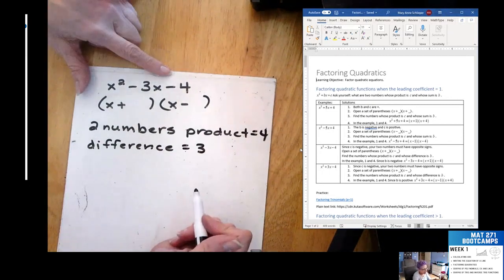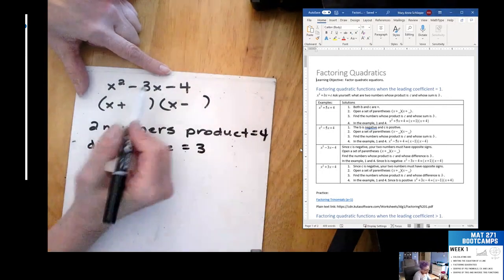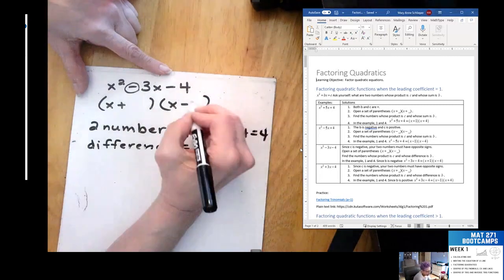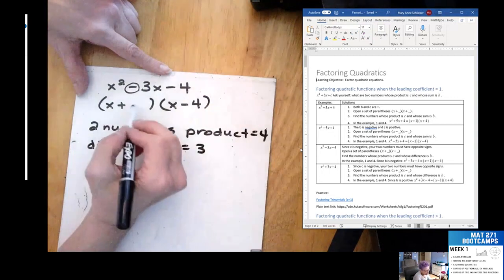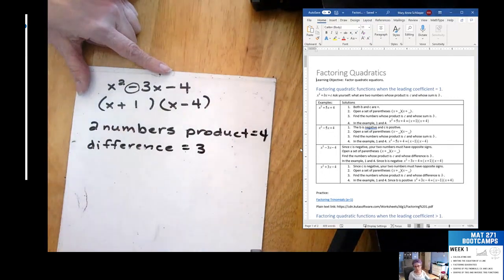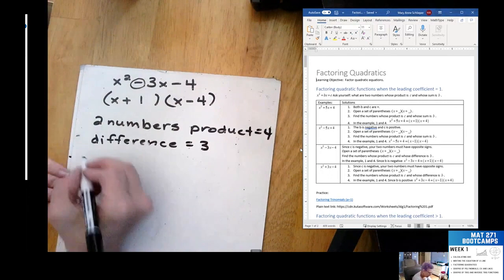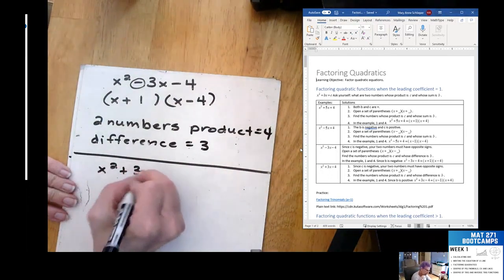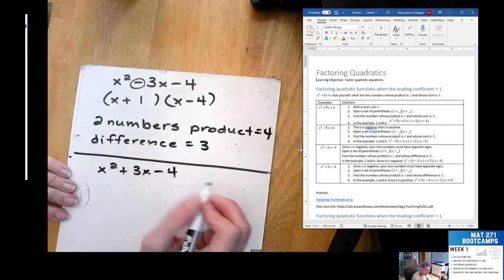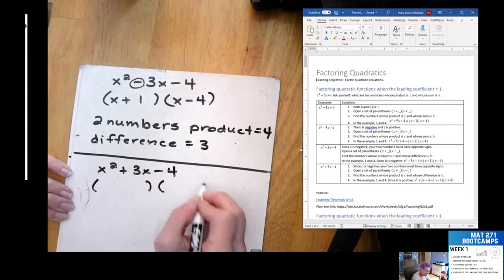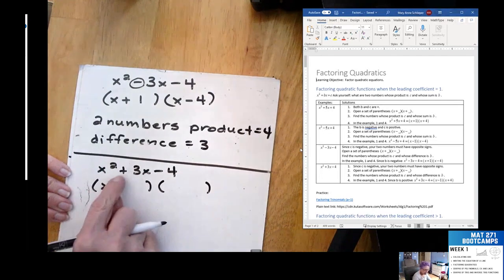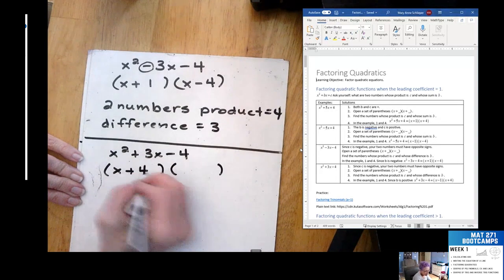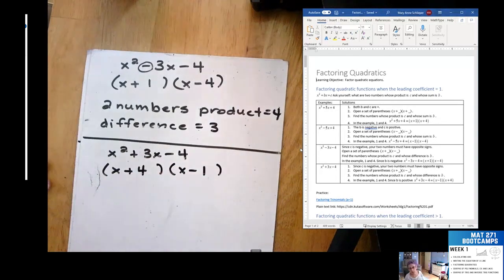Now, which one gets to be positive and which one gets to be negative? If this number is negative, then the bigger thing gets to be negative. So 4 gets to be negative, 1 gets to be positive. If we have x squared plus 3x minus 4, we ask ourselves the same question, but this time the bigger number gets to be positive. So x plus 4 and x minus 1.